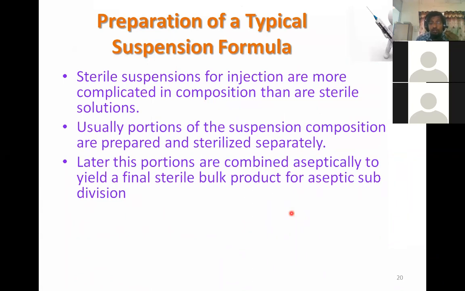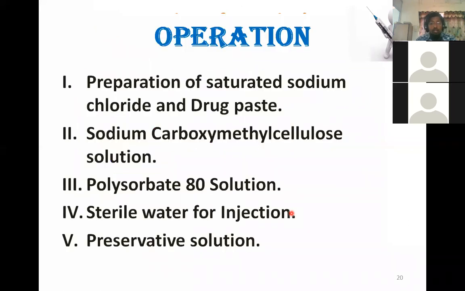Sterile suspensions for injections are more complicated in composition than sterile solutions. Usually, portions of the suspension composition are prepared and sterilized separately. First the suspension is prepared, then it is sterilized separately. Later, these portions are combined aseptically to yield a final sterile bulk product for aseptic subdivision. So this is how sterile suspensions for injections are prepared.